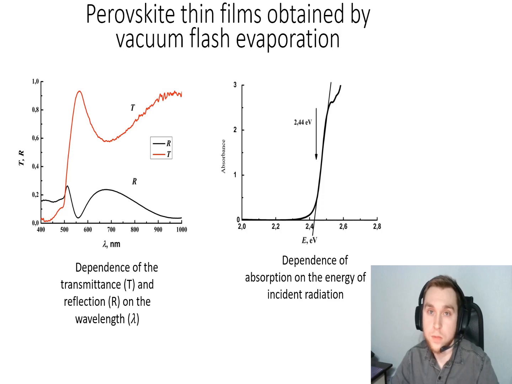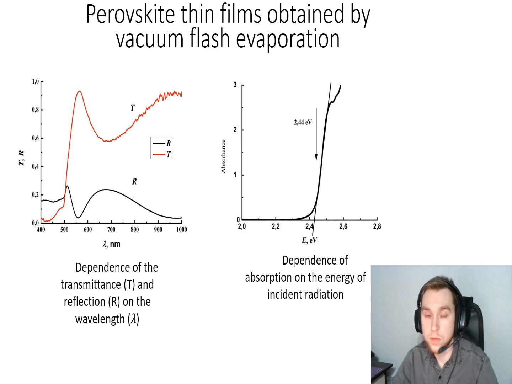Perovskite films were deposited on a glass substrate heated to 100 degrees Celsius. To study the characteristics of the obtained film, the transmission and reflection spectra were obtained, and the dependence of absorption on the energy of incident radiation was plotted. According to the literature data, the band gap of such perovskite is 1.5 eV. The value obtained by us doesn't correspond to this. This is possibly due to a number of reasons.